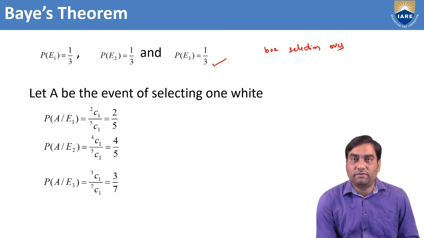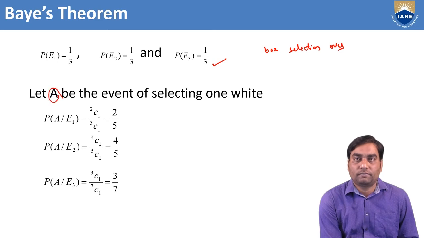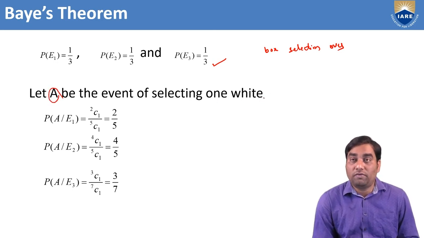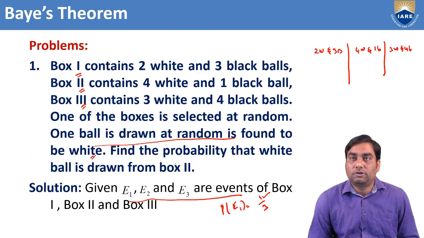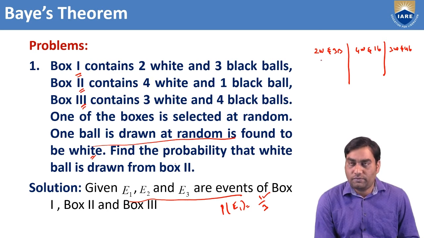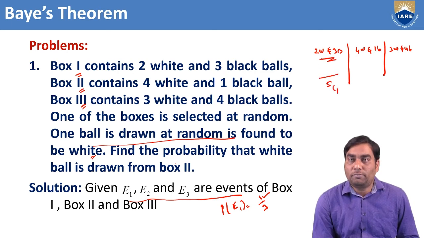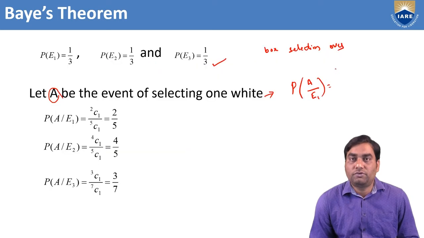Now, ball selection. That we can assume. A be the event of selecting which ball? White ball. Now I want to find out the probability of a white ball, because A is a white ball from box 1. How to select? In box 1, how many balls are there totally? 2 white and 3 black balls. How many balls we need to select? 1 ball. How many ways in the denominator? 5C1. What about 1 white ball from 2 white balls? 2C1. So P of A by E1 is 2C1 by 5C1.